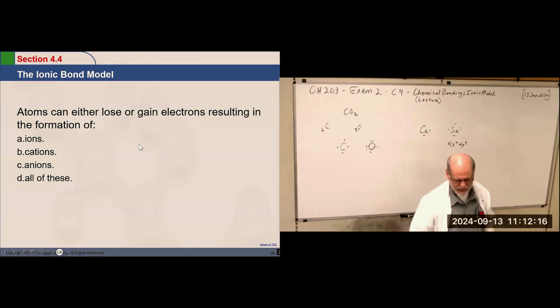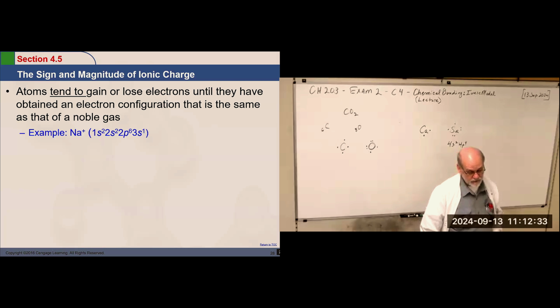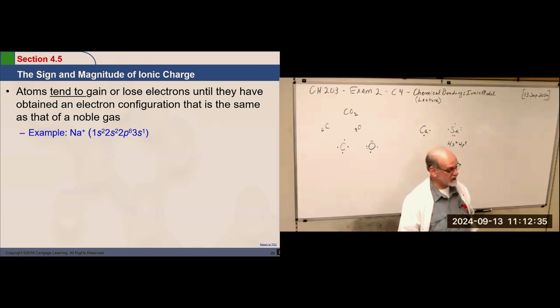So atoms can either lose or gain electrons, and the result is the formation of ions, cations, or anions. Either is possible. It just depends on whether they gain or lose. Atoms tend to gain or lose electrons until they have obtained a noble gas configuration. So this sodium, with that 3s1 on the end, has 2 possibilities. You can gain 7 electrons and look like argon, or you can lose 1 electron and look like neon.